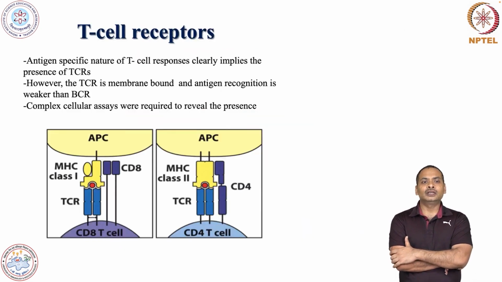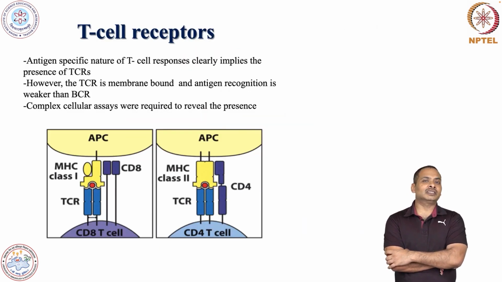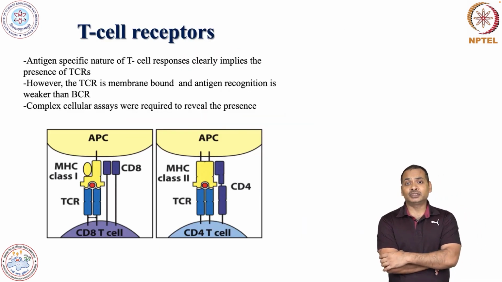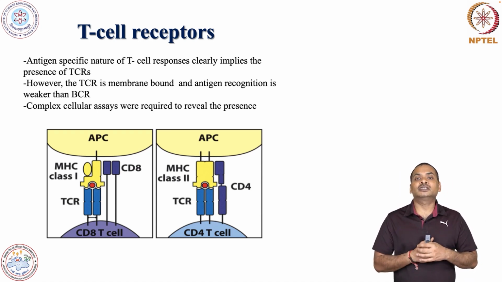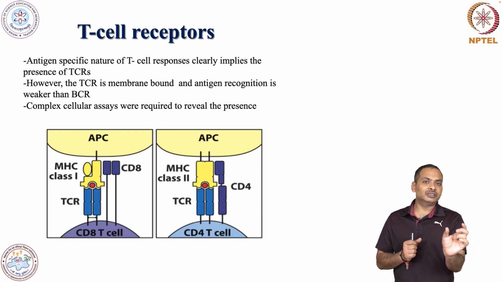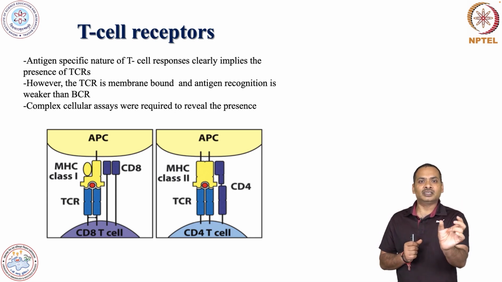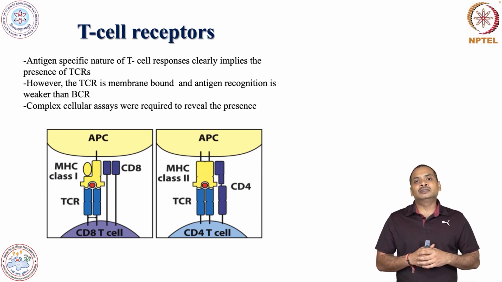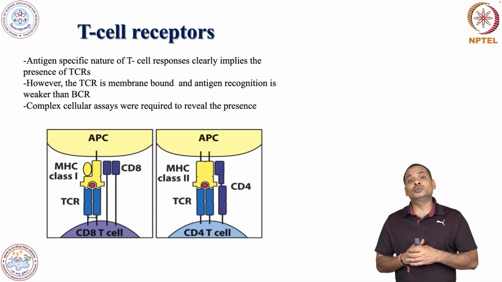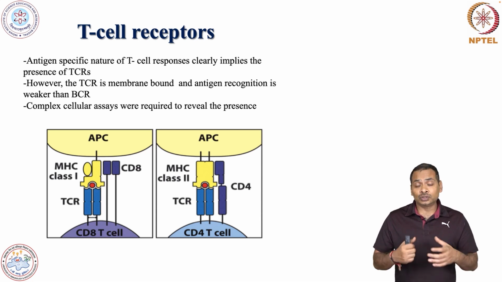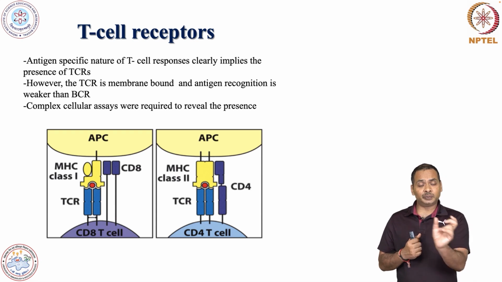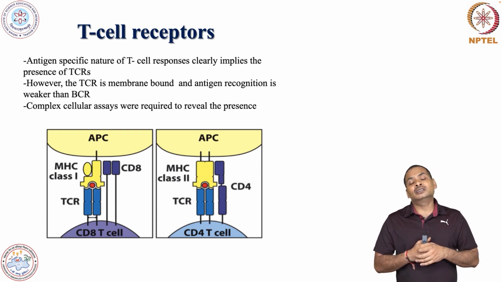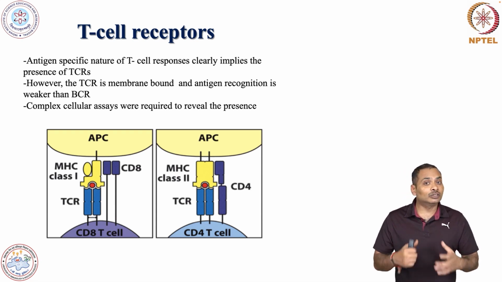These T cells are basically CD3 positive cells. All T cells have a CD3 surface marker, and this CD3 marker makes the cells T cells. Okay. And when CD3 is present along with CD4, then we call it a T helper cell. And when CD3 is present with a CD8 marker, then we call it a cytotoxic T cell.